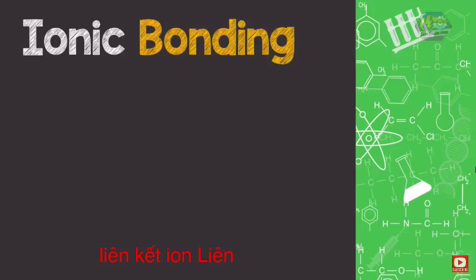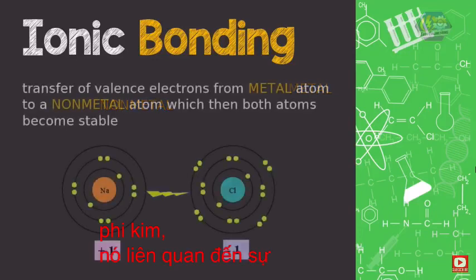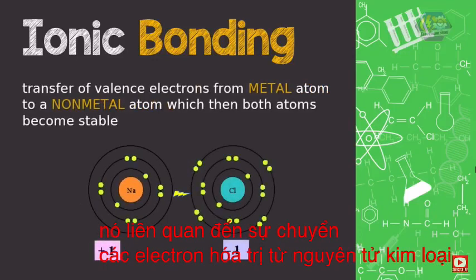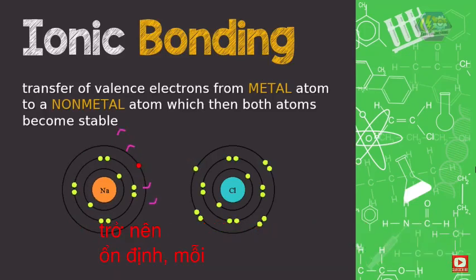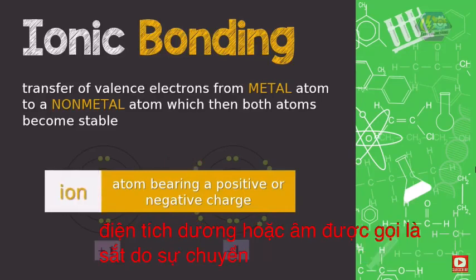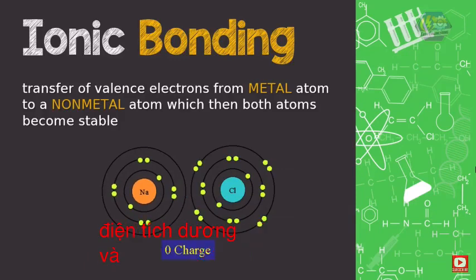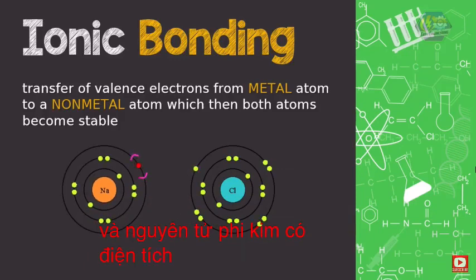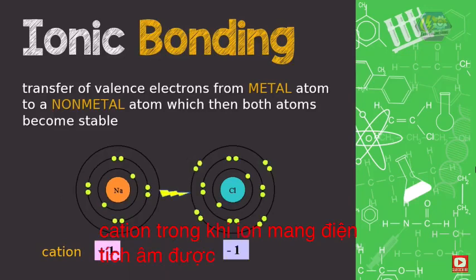To start with, ionic bonding. Ionic bonding occurs between metal and non-metal atoms. It involves a transfer of valence electrons from the metal atom to the non-metal atom, which then makes both atoms stable. Each atom bearing a positive or negative charge is called an ion. Because of the transfer of electrons, the metal atom has a net positive charge and the non-metal atom has a net negative charge. The ion that carries a positive charge is called a cation, while the ion that carries a negative charge is called an anion.